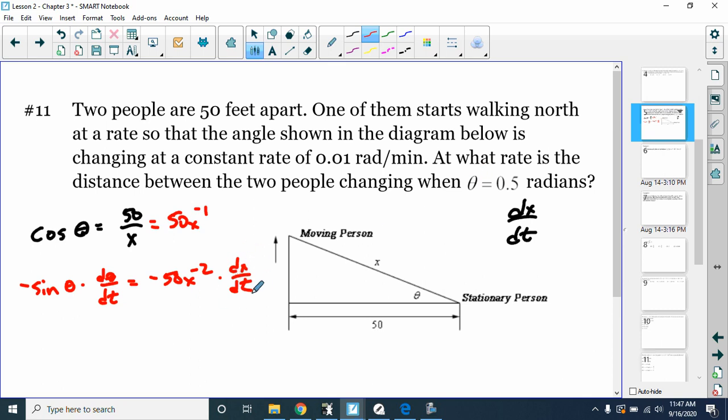We're looking for dx/dt. We are given theta, so negative sine of 0.5. d theta/dt is 0.01. We're not given x, but we can use this relationship up here to find x. So cosine theta equals 50 over x. If I multiply both sides by x, I would get here. So x is equal to 50 divided by cosine theta.